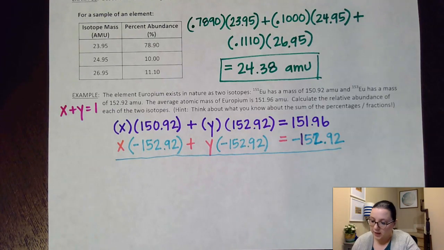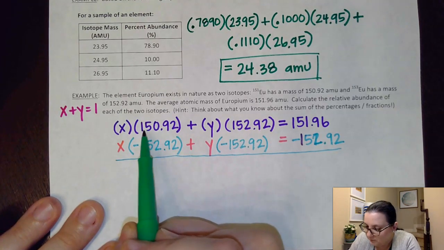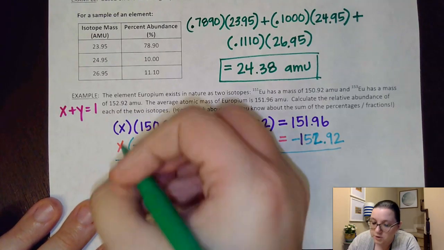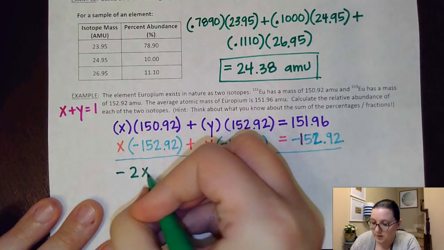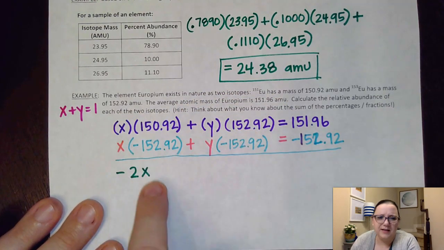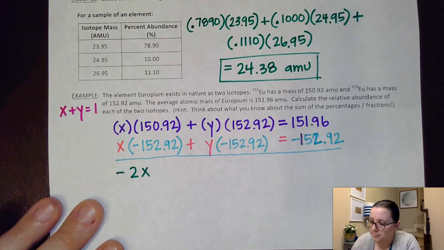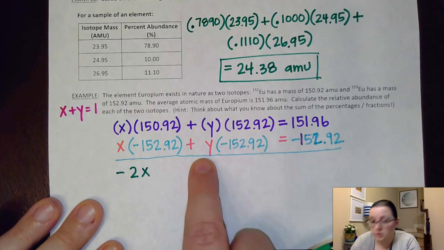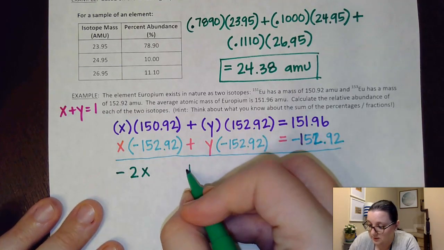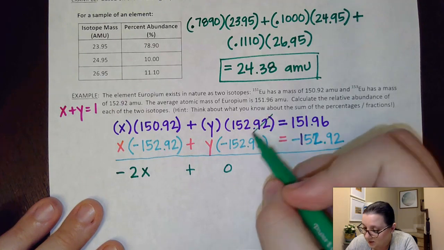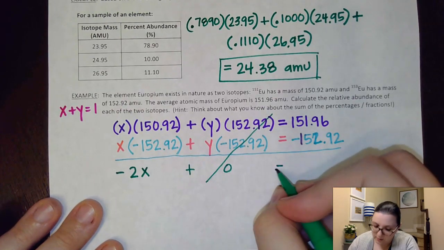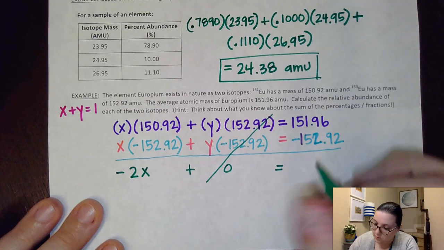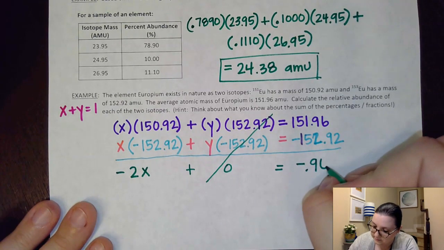Okay, so now I'm going to add up these 2 equations with each other. Here, 150.92 minus 152.92 would leave me with negative 2, which is still multiplied by the X. Again, I put the X at the end instead of the beginning, but it's the same difference. Here, a positive 152.92y minus 152.92y ends up being 0, so plus 0. So I've effectively eliminated that term. Here, 151.96 minus 152.92, combined, gives me a negative 0.96.